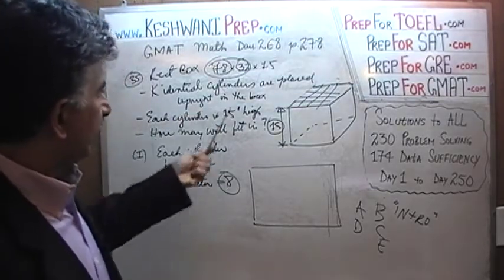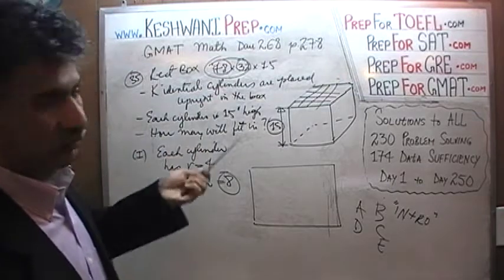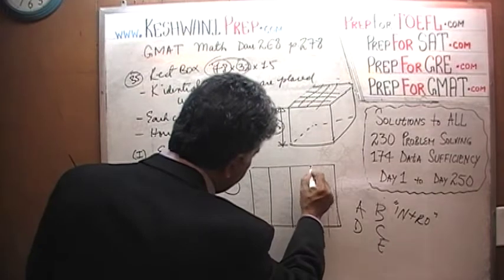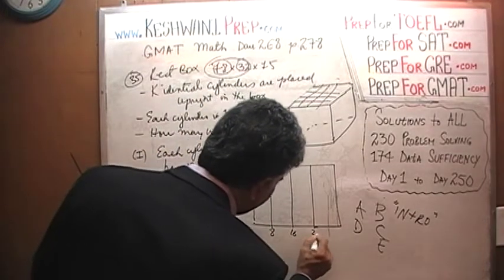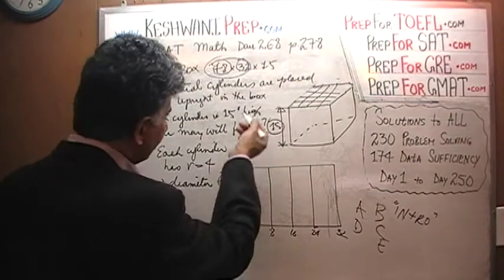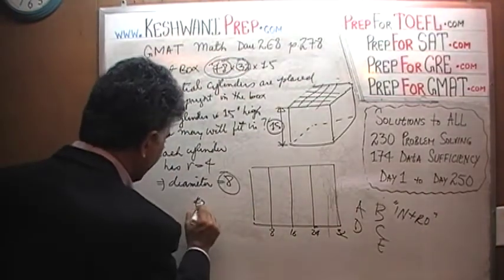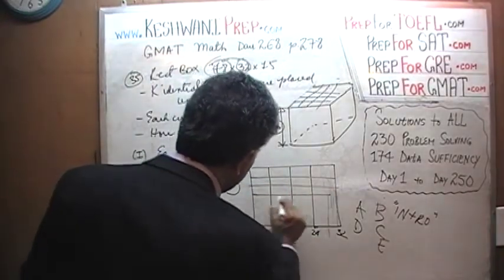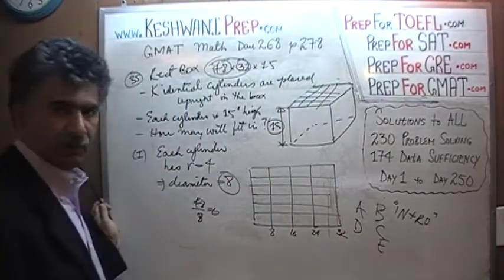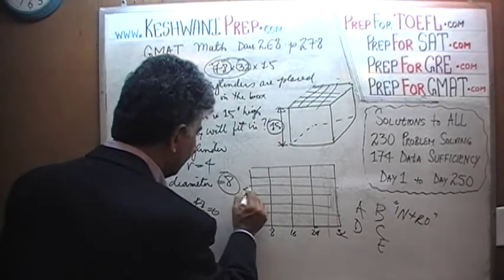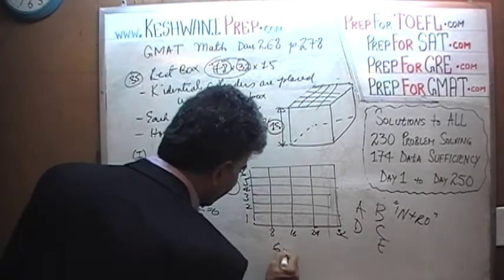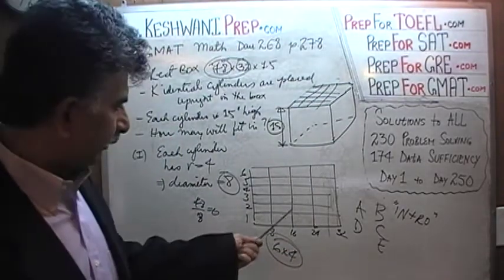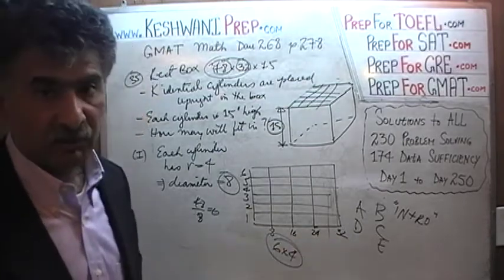48 is divisible by 8, so is 32. You can have 4 rows one way: 1, 2, 3 and 4, that's 8, 16, 24 and 32. And you're going to have 6 the other way, because 48 divided by 8 is 6: 1, 2, 3, 4, 5 and 6. So it's 4 times 6. The answer is 24 cylinders will fit in there. But that wasn't necessary. The point is, the first statement is quite sufficient.